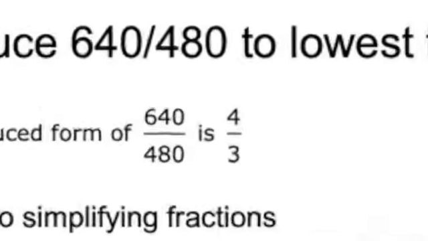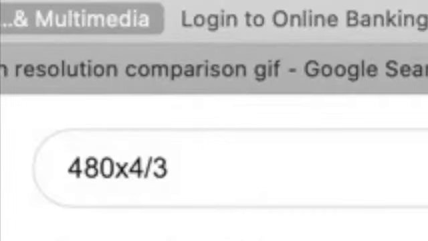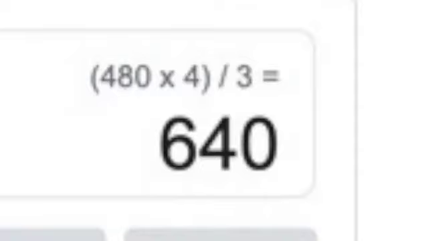First, let's take a common resolution. Let's say 640 by 480. Then, when we simplify it, we will get 4 out of 3. And when you multiply 4 out of 3 times 480, you will get 640, which is the width of a resolution.